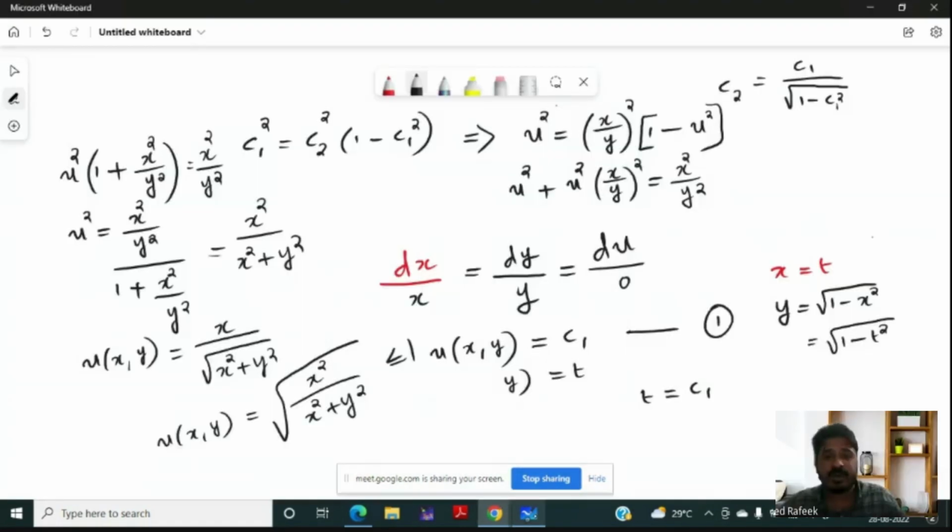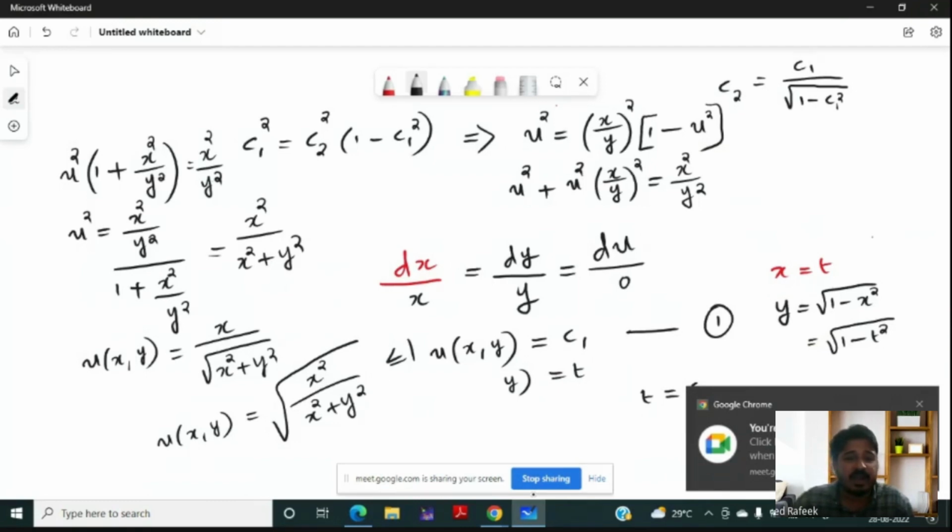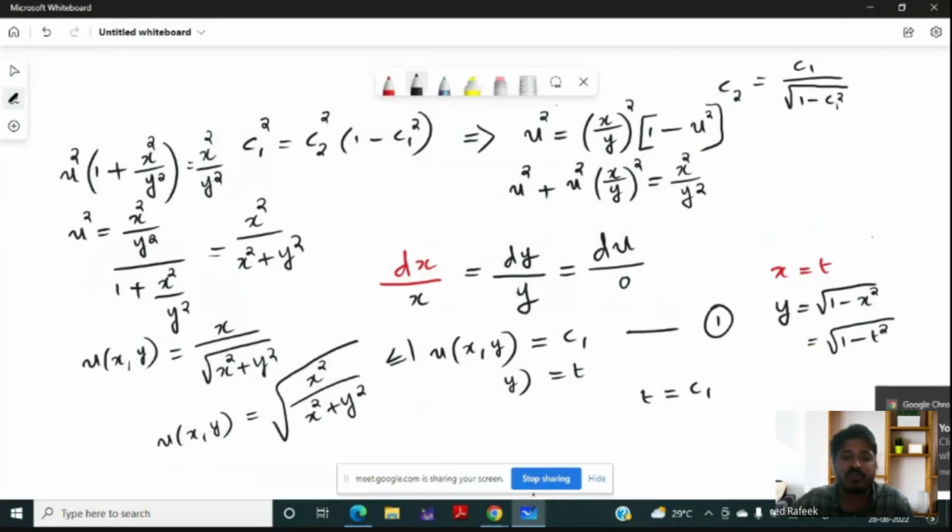Okay, last part. Here we got u of x comma y is equal to x by root of x square plus y square. That is unique in xy not equal to 0, in R2 space not equal to 0. So option 2 is correct.